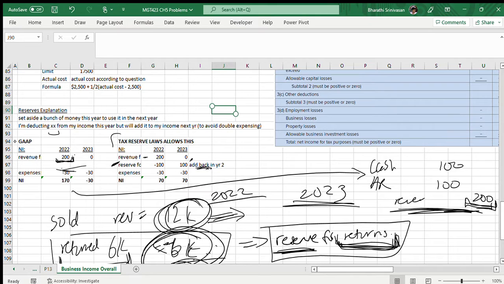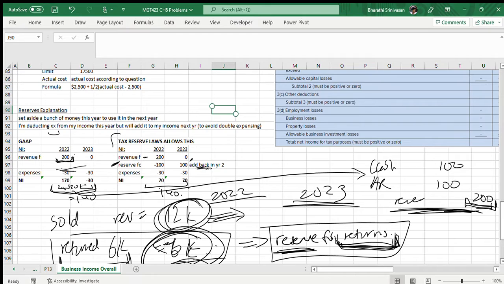So if we look at this example, in the beginning, our total income is 170 minus 30, which is 140, which is the exact same as here, 140. The only difference is that the value of the income is different across these 2 years. It's 70-70 versus 170-30. So reserves are a cool way to move income from one year to the next, if you want to decrease your income by some amount.